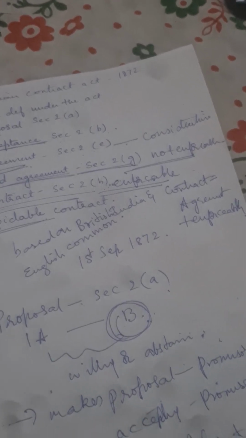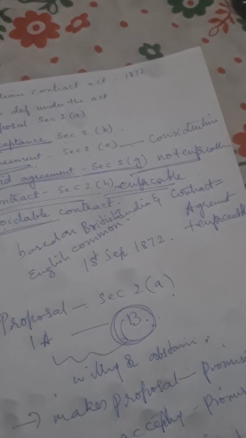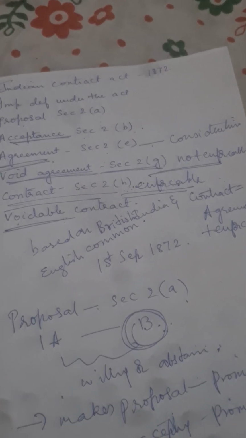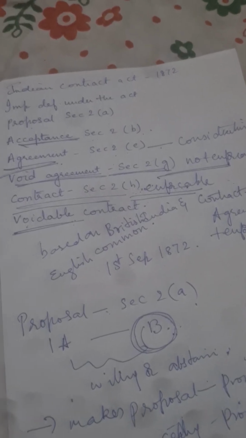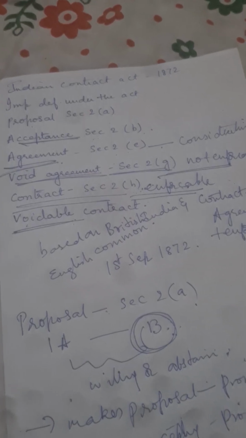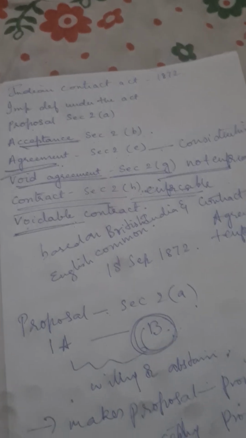Now, here we talk about promisor and promisee. The person making a proposal is called the promisor. The one accepting the proposal is called the promisee. Next comes agreement. Agreement we study under section 2E. Every promise and every set of promises forming the consideration for each other is an agreement. In simple words, agreement is offer plus acceptance.